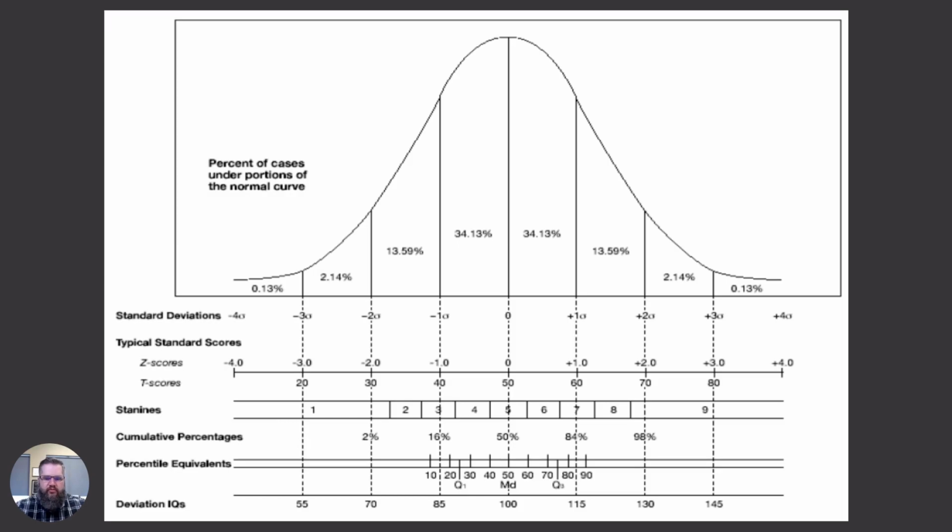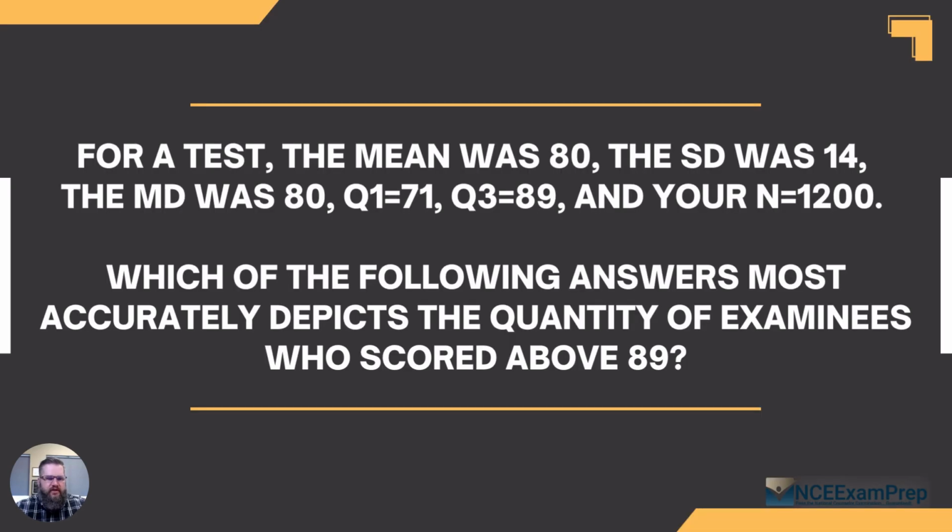Hello, here's a quick practice question about quartiles that I thought I would answer. For a test, the mean was 80, standard deviation was 14, the median was 80, quartile 1 is 71, quartile 3 is 89, and your n equals 1200. Which of the following answers most accurately depicts the quantity of examinees who scored above 89?